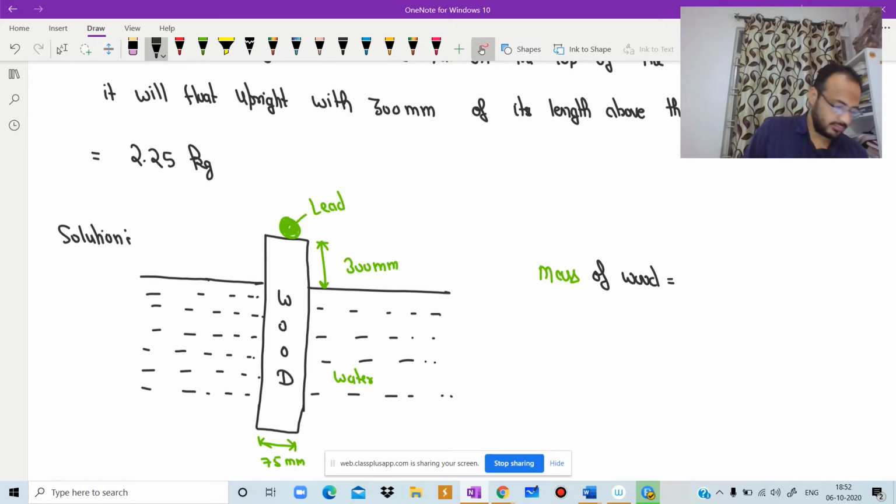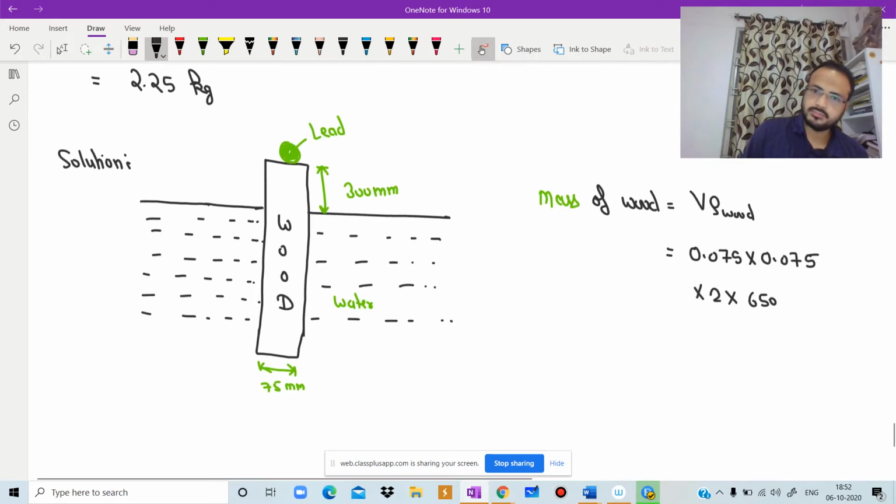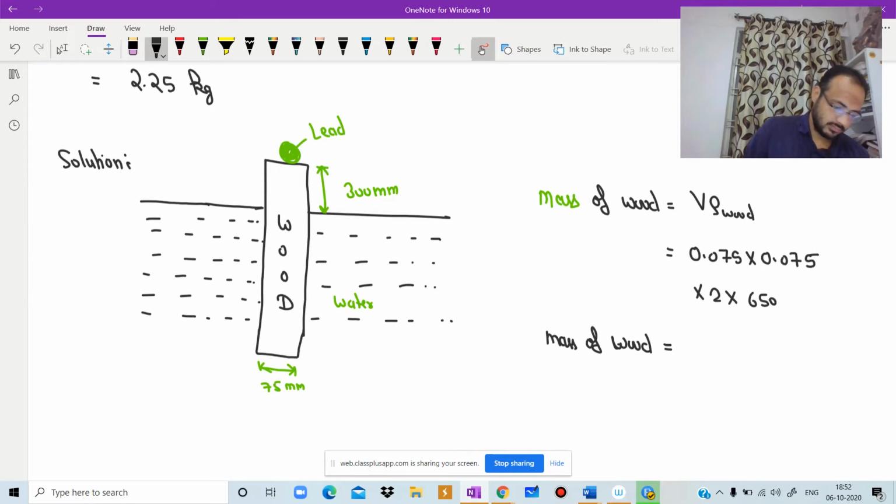The mass of wood is equal to volume into density of wood. Volume is 0.075 into 0.075 into 2 in meter. The density of wood, this one. Mass of wood is equal to 7.3125 kg.